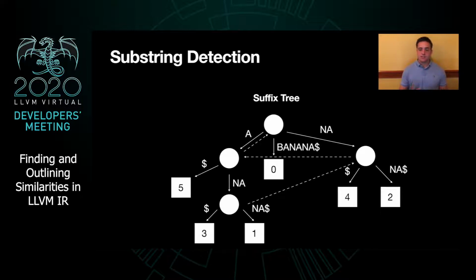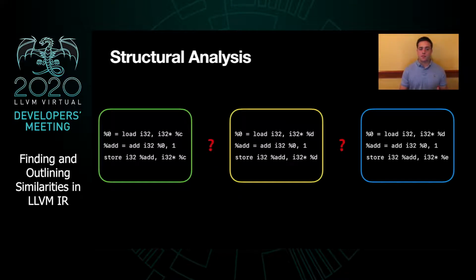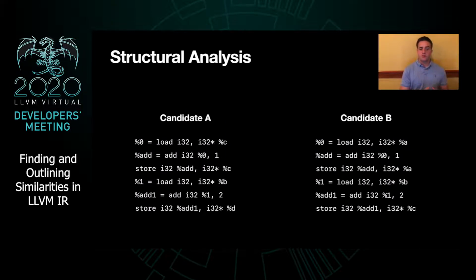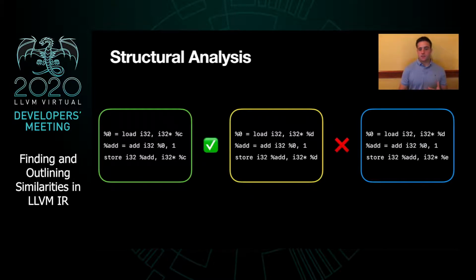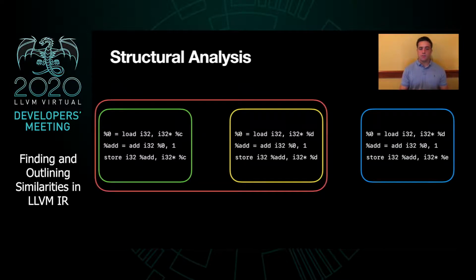If you want a more detailed explanation on how the suffix tree works, Jessica Paquette has a short explainer in her talk about machine outlining in 2016. Now that we have the repeated substrings, it doesn't mean they're performing the same operation. We need to be able to create a one-to-one mapping of the registers from one set of instructions to the other. In this case, from register C to register A and register D to register C. Once we've determined that candidates are similar to one another, we can group them by their structure, and these are the outputs of the IR similarity identifier.